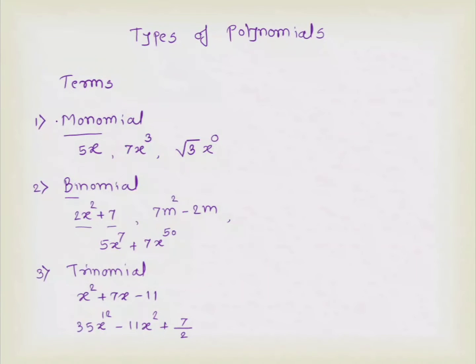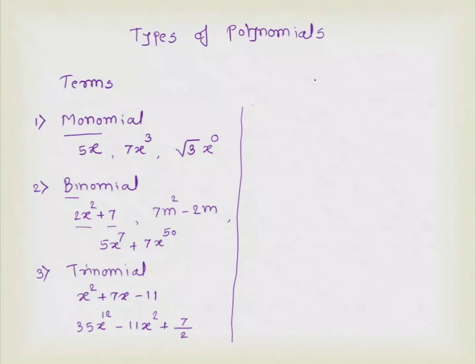So these are the three types which are based on how many terms are there in the given polynomial. It is monomial, binomial and trinomial. If one term is there, it is called a monomial. If two terms are there, it is binomial, and if three terms are there, then it is called a trinomial. So these are the three types which are based on the terms in the polynomial.